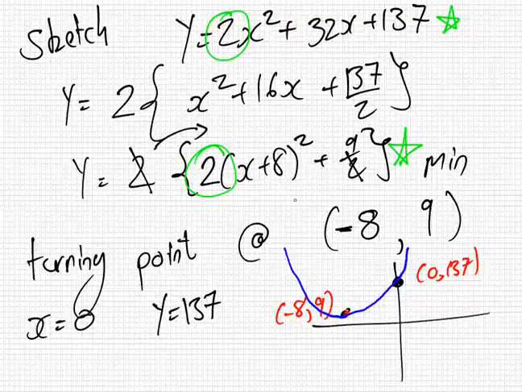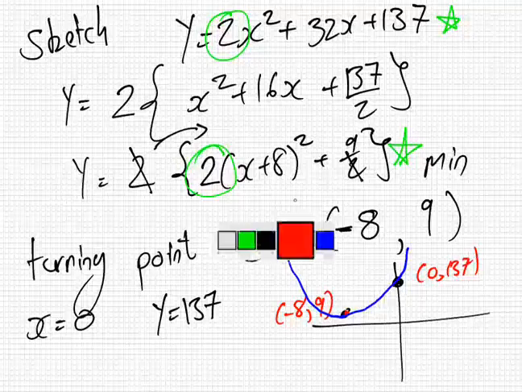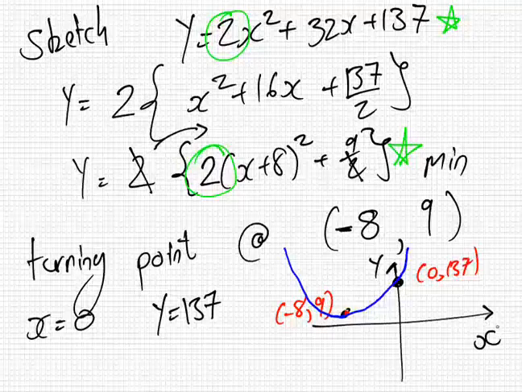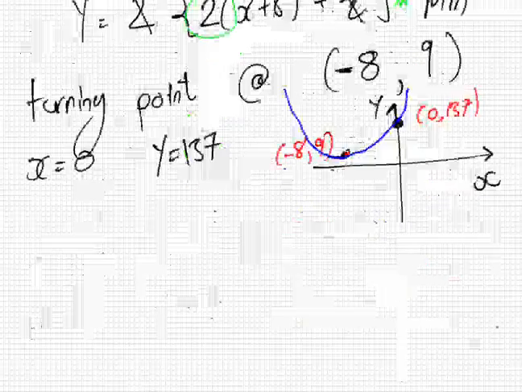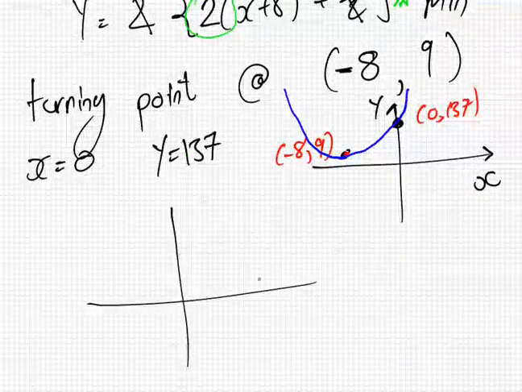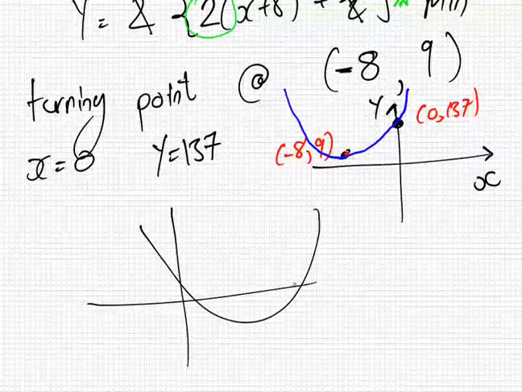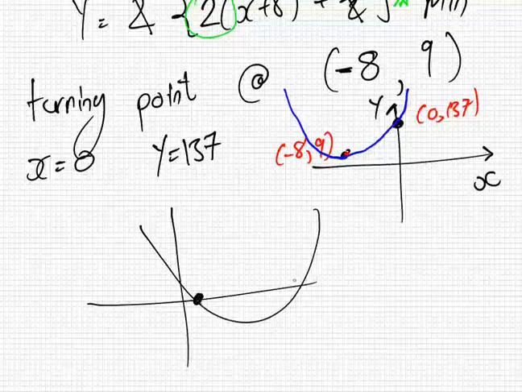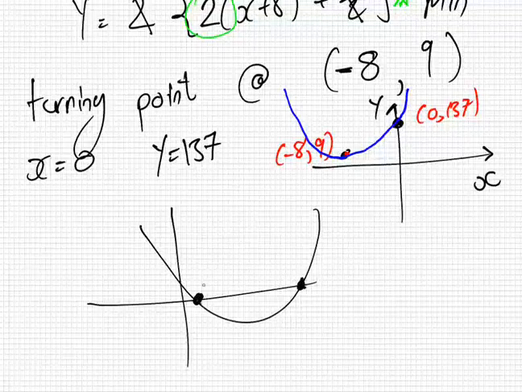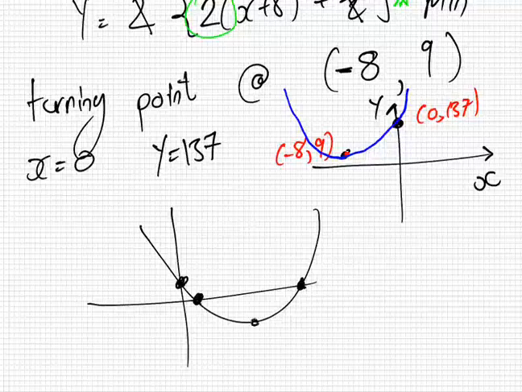Now let's find where it crosses the x-axis. We let y equal 0. So that means (x plus 1)(x plus 9) equals 0. So what does x equal? Yeah, minus 1 or minus 9. So now we have (-1, 0) and (-9, 0).